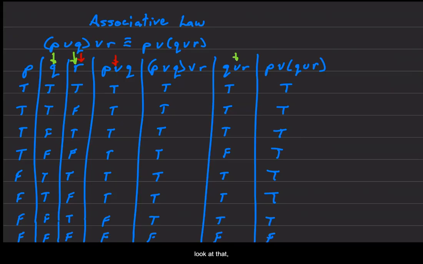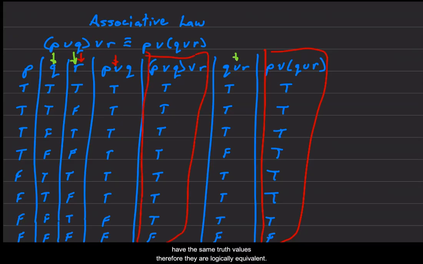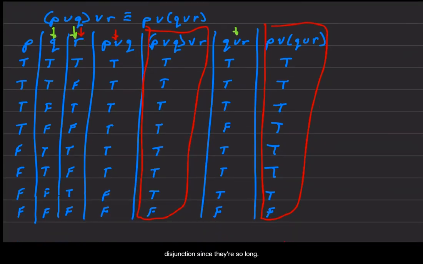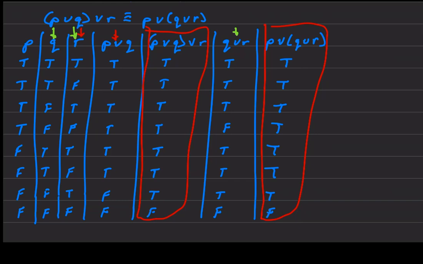And if we look at that, that means that this column and this column have the same truth values, therefore they are logically equivalent. And we'll leave it up to you to prove the other one for a disjunction, since they're so long.